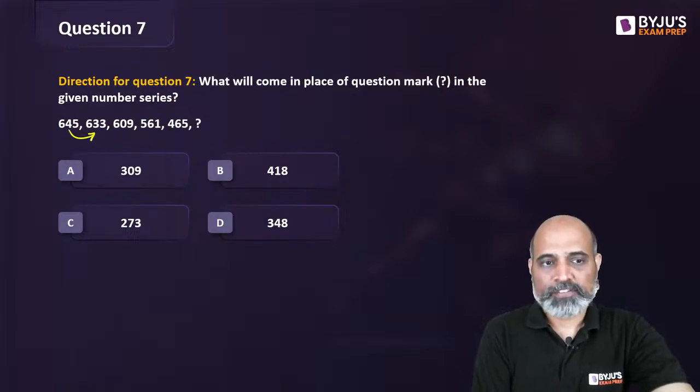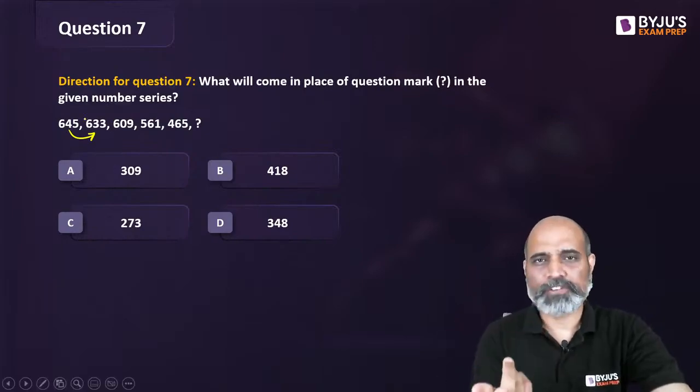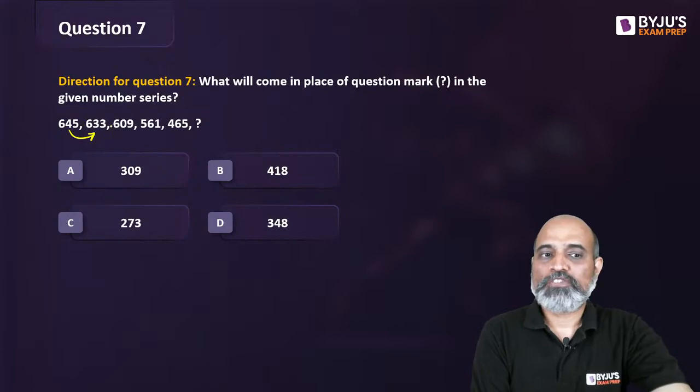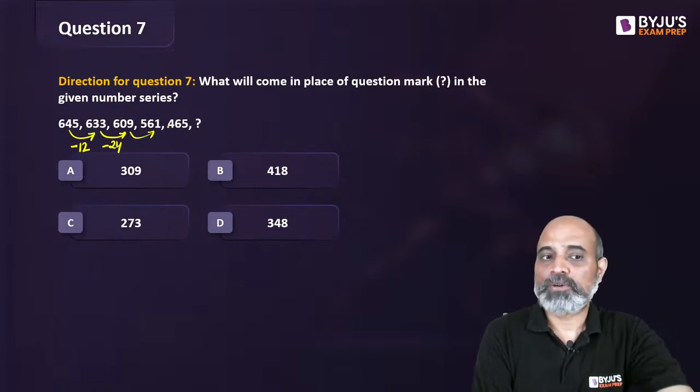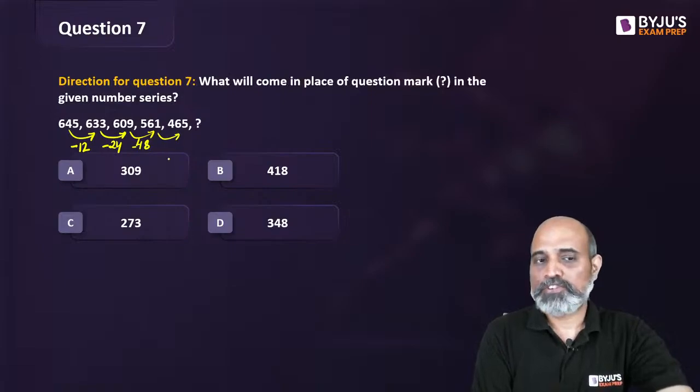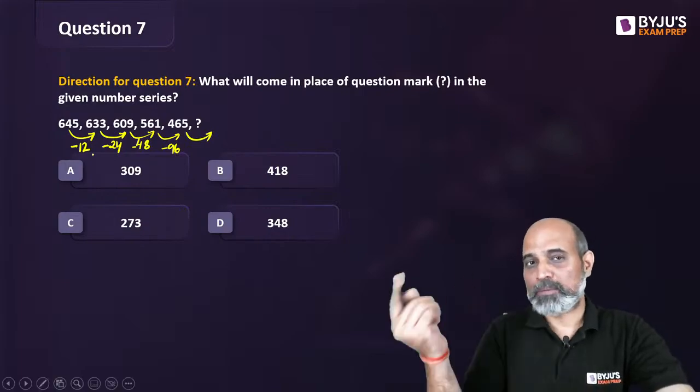So, if you look at the pattern, 645 to 633, the first thing that should strike is the difference, right? So, 45 to 33, what is the difference? It reduces by 12. 633 to 609, by how much does it reduce? It reduces by 24. 609 to 561, by what value does it reduce? It reduces by 48. 561 to 465, कितने से कम हो गया? It reduces by 96. So going by this pattern, the differences are getting doubled.